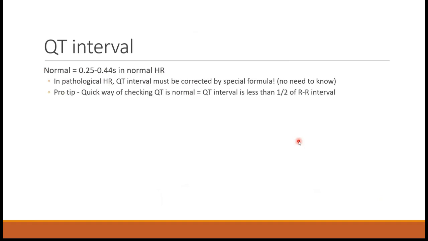Now, QT interval is pretty simple. You just need to know that it needs to be this much in normal heart rate. Just something additional to know is that if you have pathological heart rate like tachycardia or bradycardia, you have to correct it with a special formula, which you don't need to know. And the pro tip is that if you want to check real quick if your QT interval is normal or pathological, in normal cases, it needs to be less than half of the RR interval.